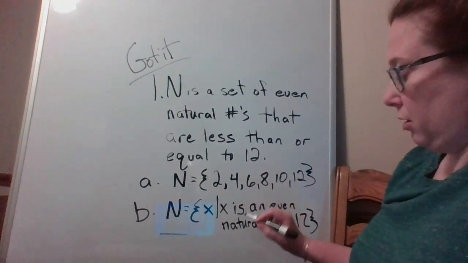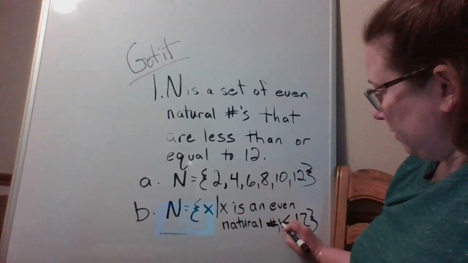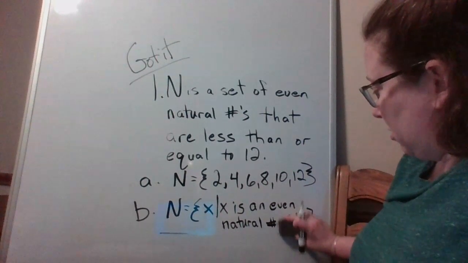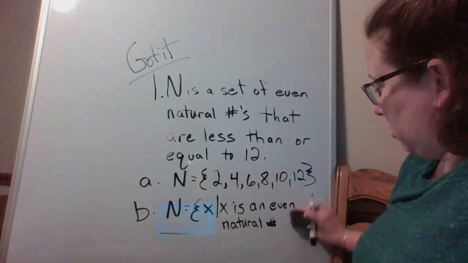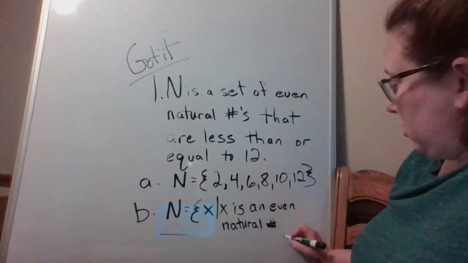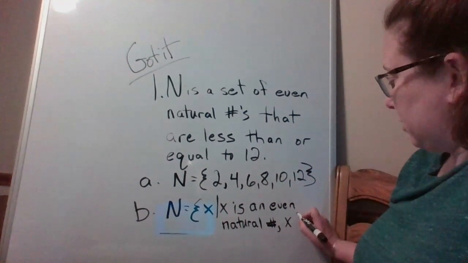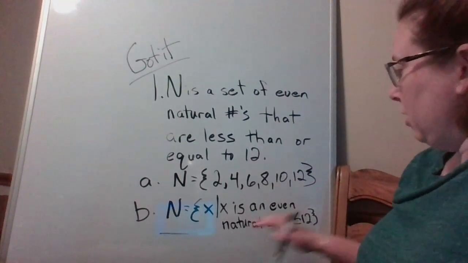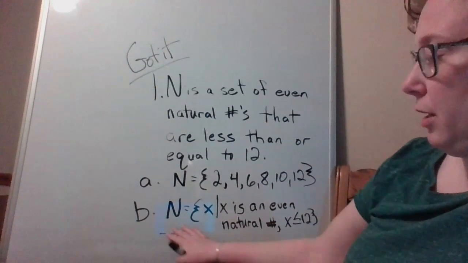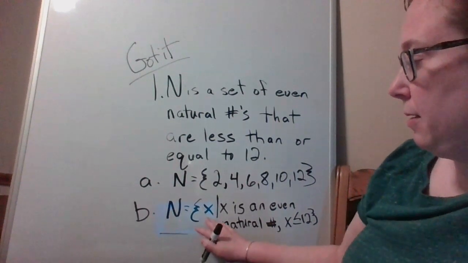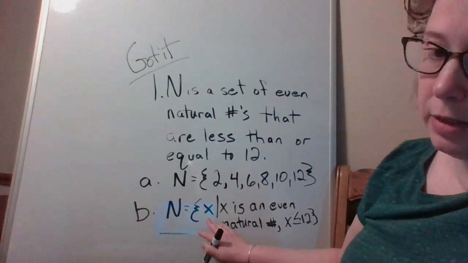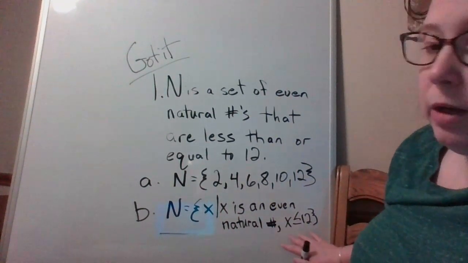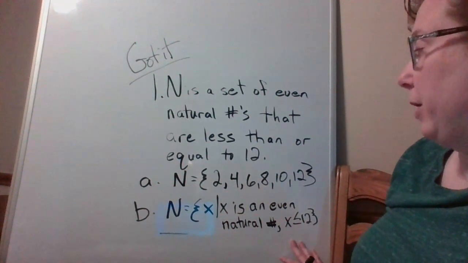We can even put an x in here. That looks a little funky, hang on. I'm going to say x is less than or equal to 12. I like that better. So our set builder notation then is N is all real numbers x such that x is an even natural number and x is less than or equal to 12.